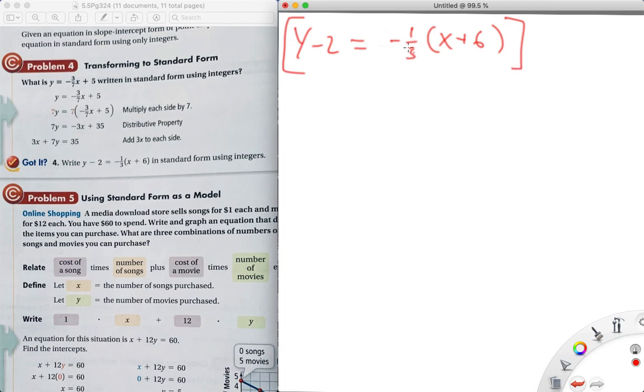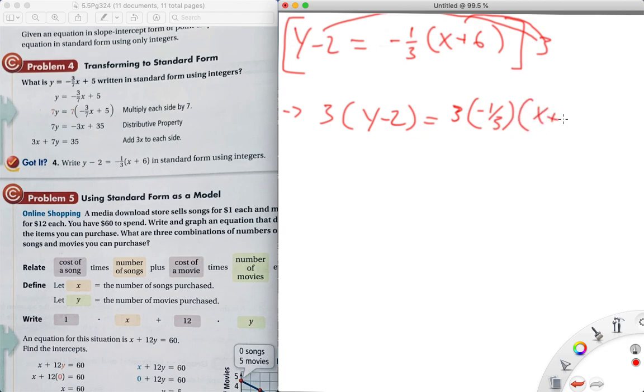So here the denominator is 3. So I'm going to multiply the whole entire equation, not just the right side, but the left side, all by 3. So 3 times this whole expression here, 3 times this whole expression here. So that's going to be 3 times y minus 2 equals 3 times negative 1/3 times x plus 6. The whole thing is being multiplied by 3.